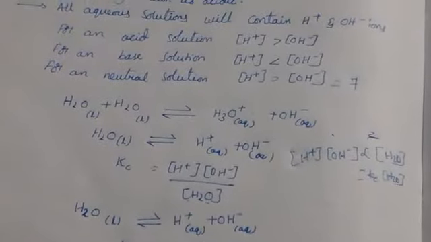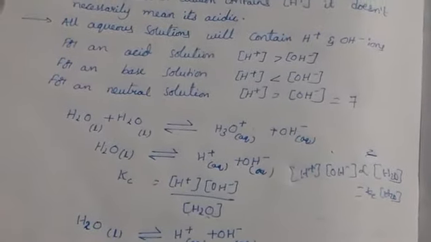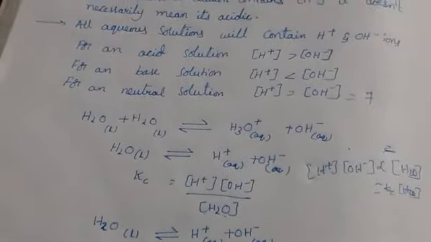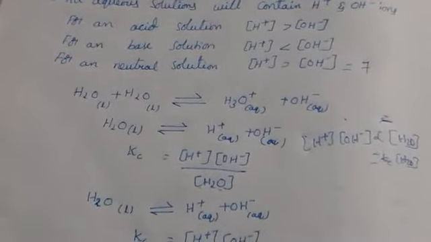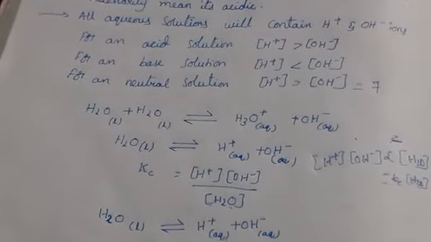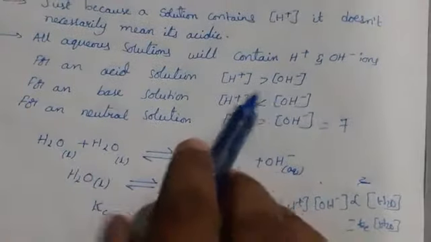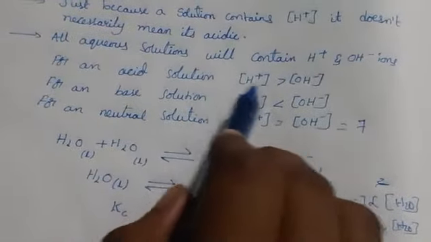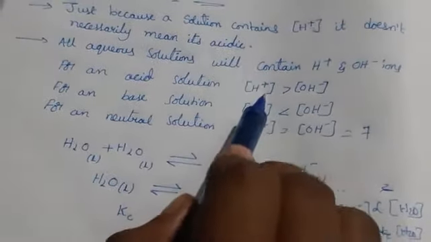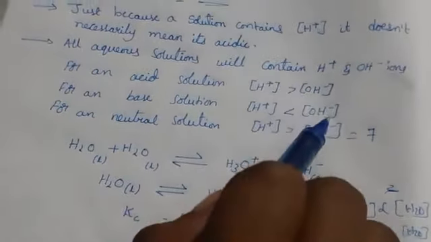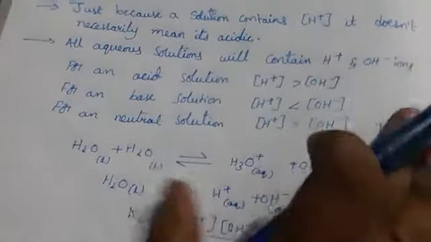If you add an acid to the solution, the concentration of H plus ions increases compared to OH minus. In the same way, if you add a base, OH minus increases and H plus decreases. The same conditions are shown here. When you add an acid solution, the concentration of H plus increases, so H plus is more compared to OH minus. For a base solution, OH minus is more compared to the H plus ions. So these are the 3 conditions we are having.